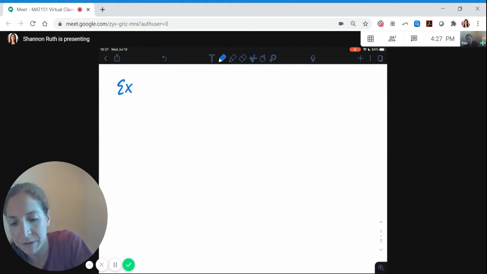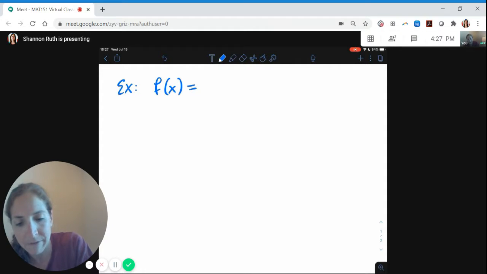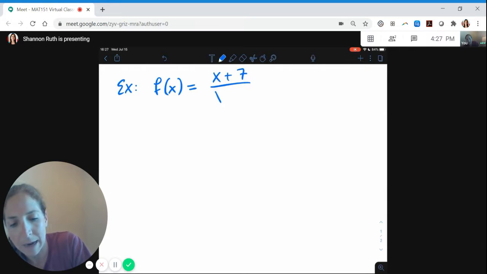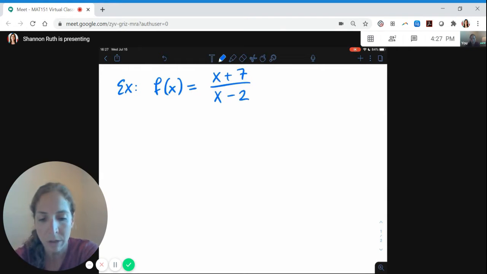We'll start with something fairly friendly. Let's say we are given the rational function f of x equals x plus 7 divided by x minus 2. We know this is a rational function because it feels like a fancy fraction, particularly in the denominator, there's a variable. That's what makes it rational. So when you think of rational functions, just think of them as fractions with variables.